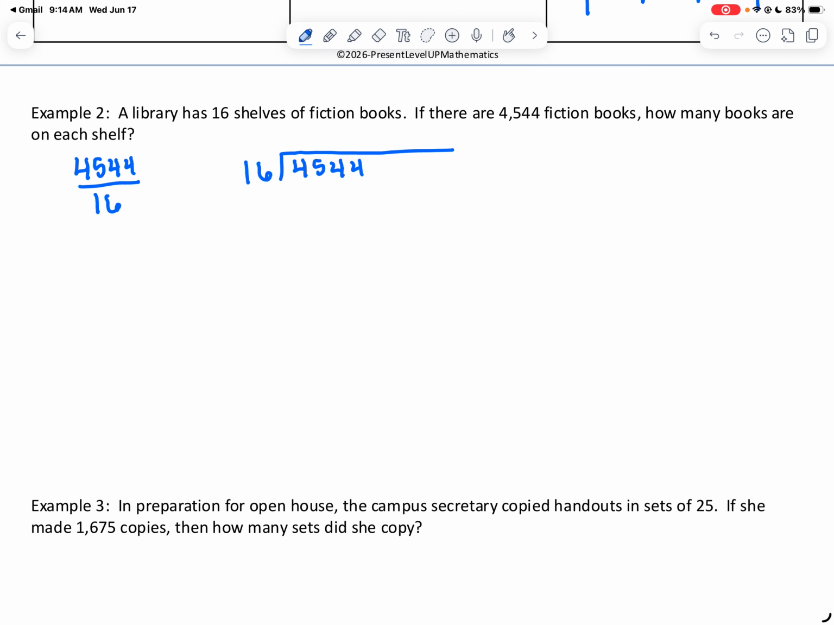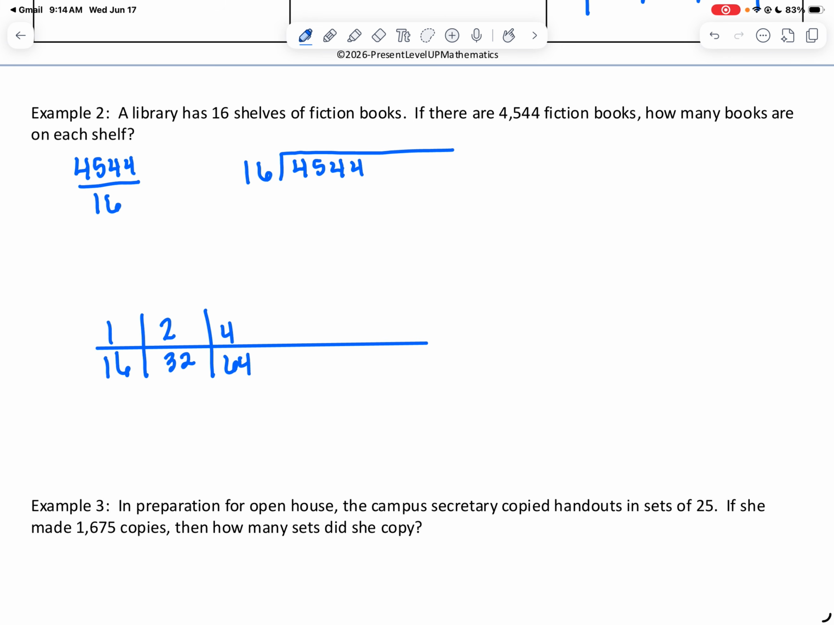And I'm going to make me a little ratio table to help me with the multiples of 16. So 1 times 16, if I double that, I get 32. If I double that, I get 64. We'll see if we need any more here in a minute. All right, so I'm going to start by seeing 16 will not go into 4, but 16 will go into 45. So I know it'll go in 2 times, and that gives me 32.